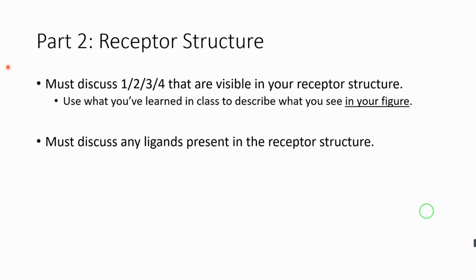Now we'll go through the expectations for the discussion in part 2. You must discuss the primary, secondary, tertiary, and quaternary structures that are visible in your receptor figure. This isn't something you need to research in the literature. You're using what you've learned in class to describe what you see in your structure figure in terms of primary, secondary, tertiary, and quaternary structure. You must also discuss any ligands that are present in the structure, and I'll go through an example of this at the end. So you do need to choose a structure that has ligands present in it.